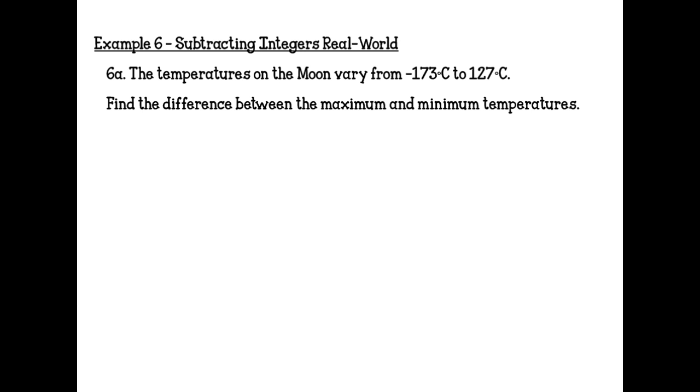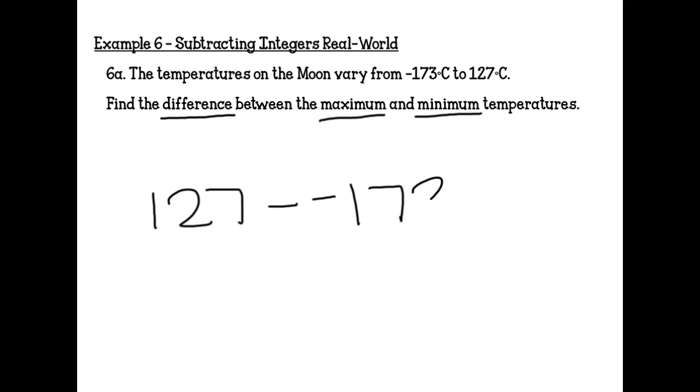Example 6, subtracting integers in the real world. The temperatures on the moon vary from -173 degrees Celsius to 127 degrees Celsius. We're going to find the difference between the maximum and minimum. These are keywords here. So the maximum is 127. And we're finding the difference between the maximum and the minimum. The minimum is a -173.